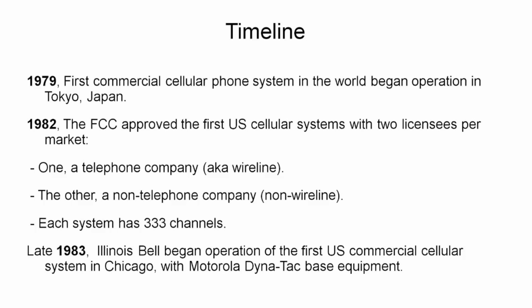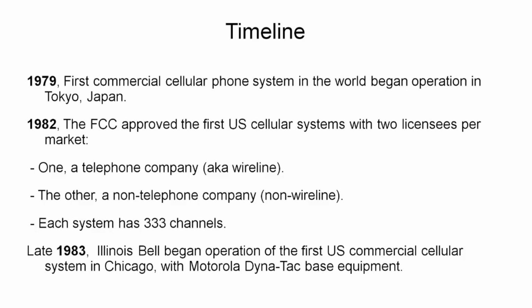So in 1979, the first commercial cellular phone service in the world began operation in Tokyo, Japan, because our FCC was still screwing around trying to decide what to do with the TV channels. One of the problems was that AT&T wanted to own the service, and Motorola was fighting to say, hey, this spectrum should be available to everyone.